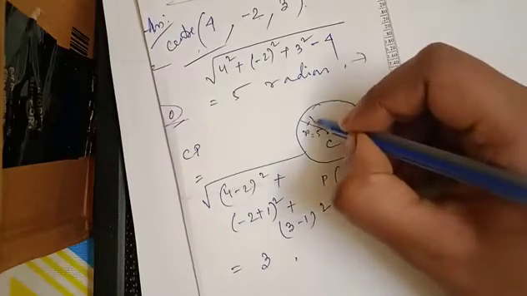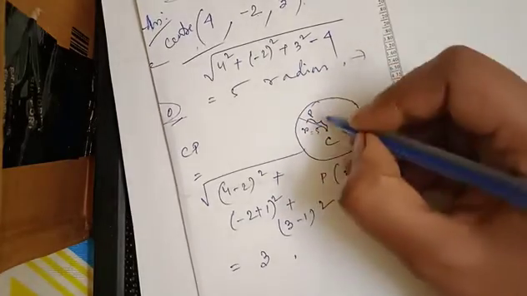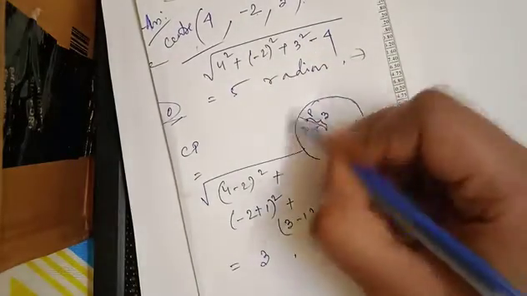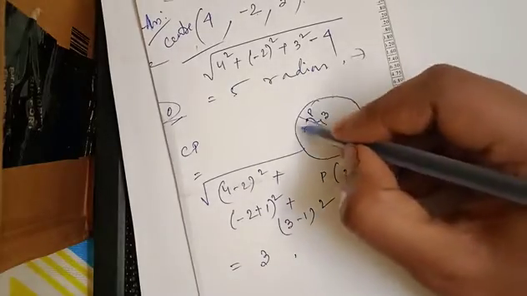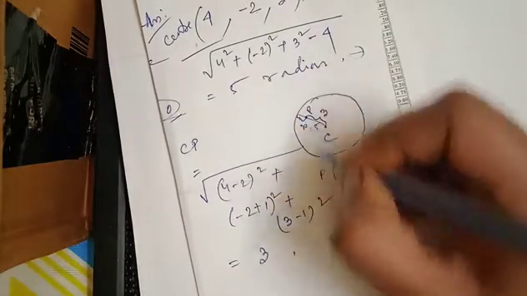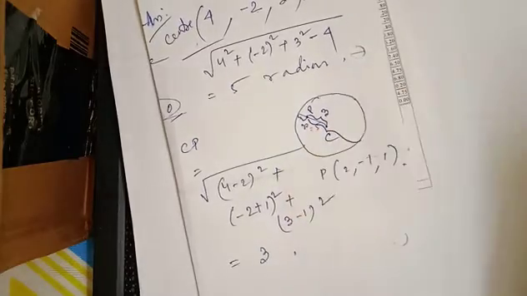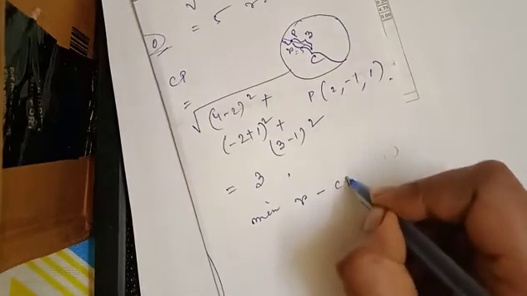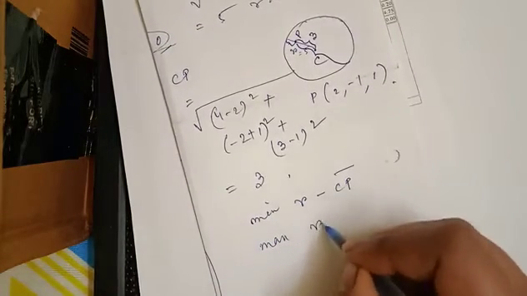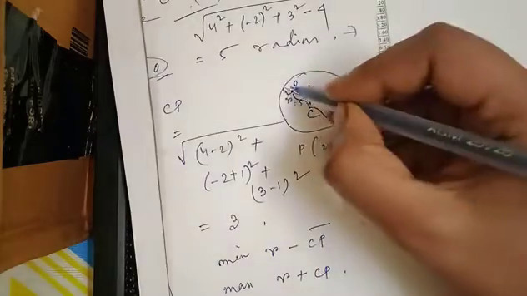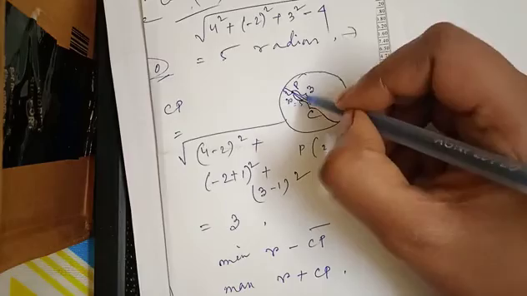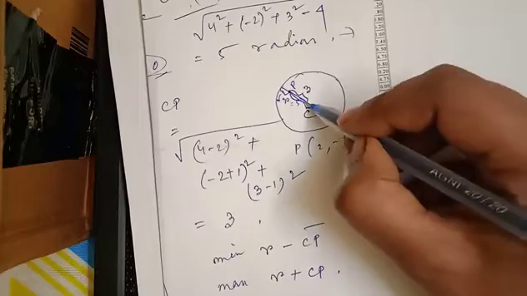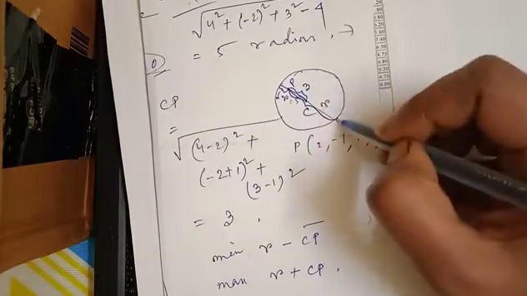So P will be somewhere here inside, and this is our CP. We have to find the greatest and the least distance of the point P from the sphere. The minimum distance will be this length and the maximum distance will be this length. That is, the minimum will be R minus CP and the maximum will be R plus CP. Check, this total length is R. This is CP. If you subtract CP from R, you get this length, and if you add CP plus this length, you get the maximum distance.